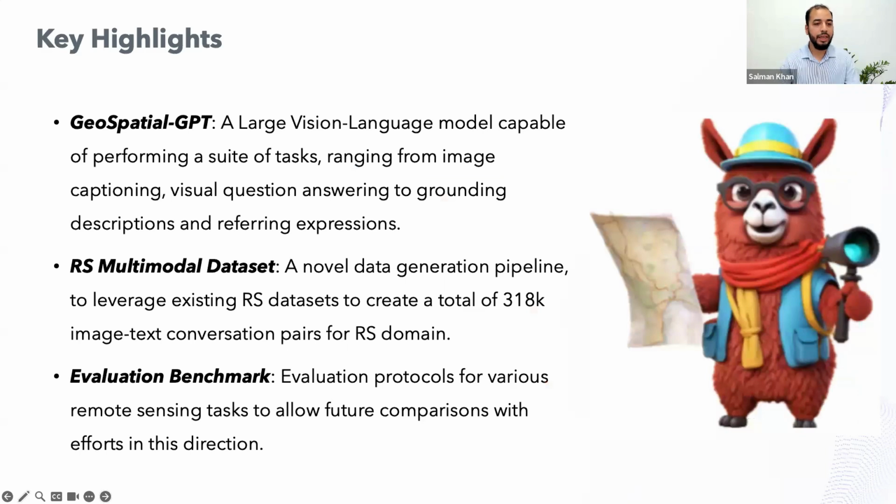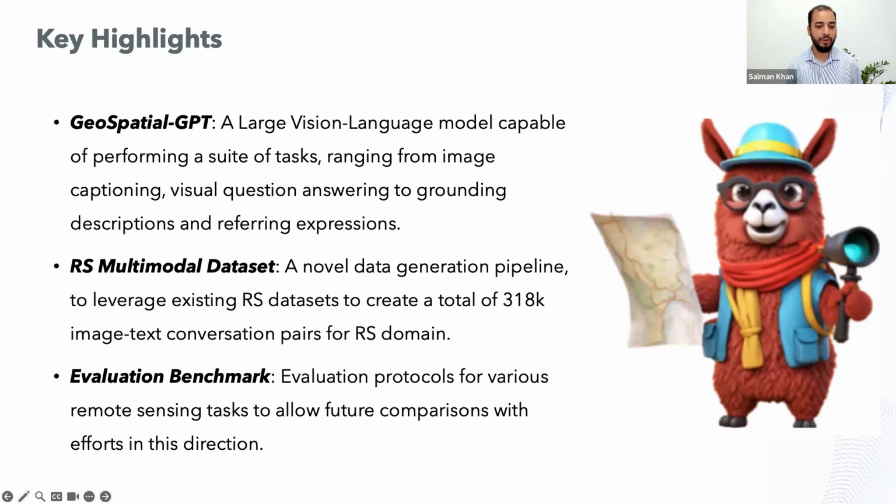So to summarize, the key highlights we have in the GeoChat case is a domain-specific geospatial GPT model, which can take in visual inputs as well and can perform a suite of tasks in a unified manner, ranging from simple tasks like image captioning to visual question answering, and then to more complicated and complex tasks as well, such as grounding description and referring expression of text as well.